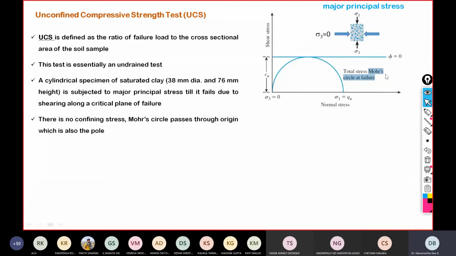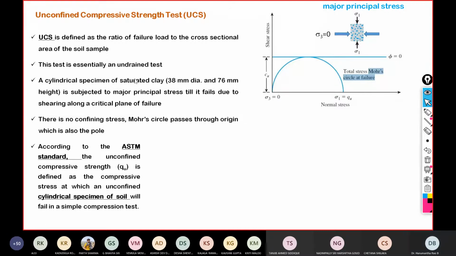So this C and phi are called the shear strength parameters of a soil. Now, as I told, the basic aim of unconfined compressive strength is to determine the shear strength parameters of a soil. Those are C and phi. Now let us try to understand how to determine the C value and phi value. But of course, the phi value is 0, so we don't need to bother about phi. We have to determine only the Cu value.